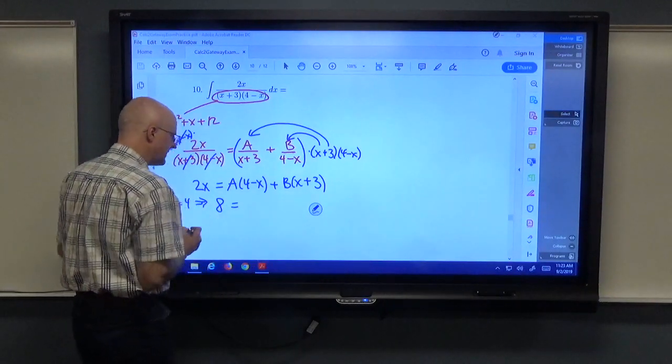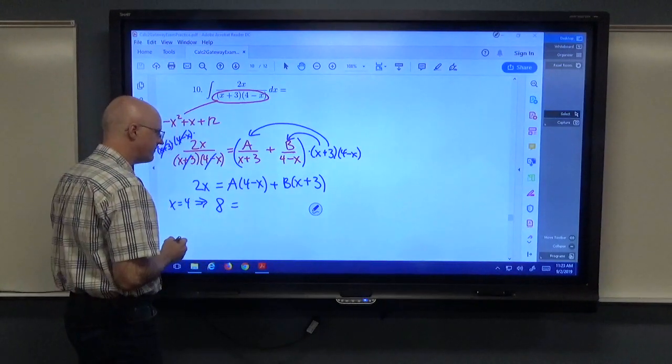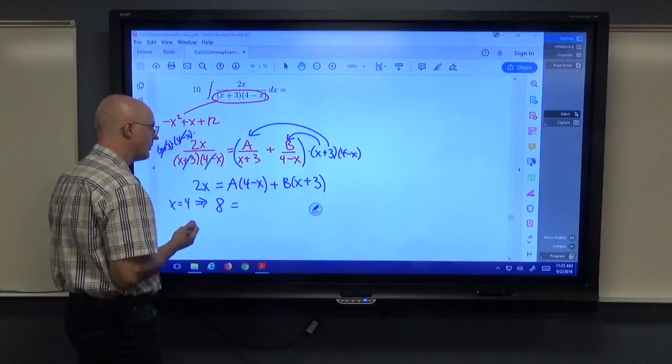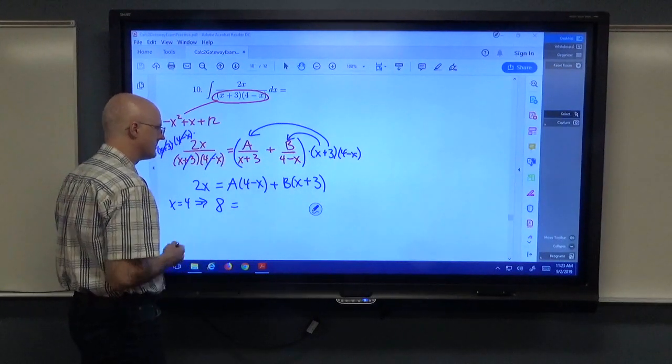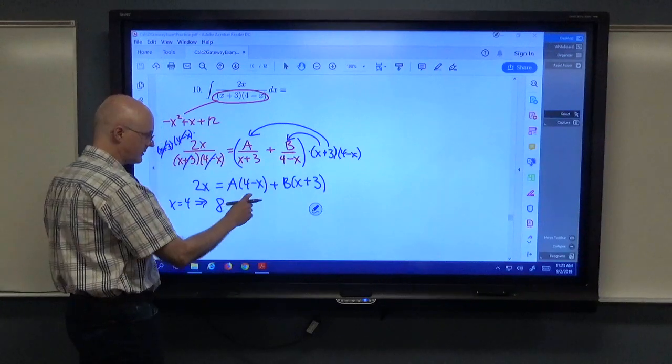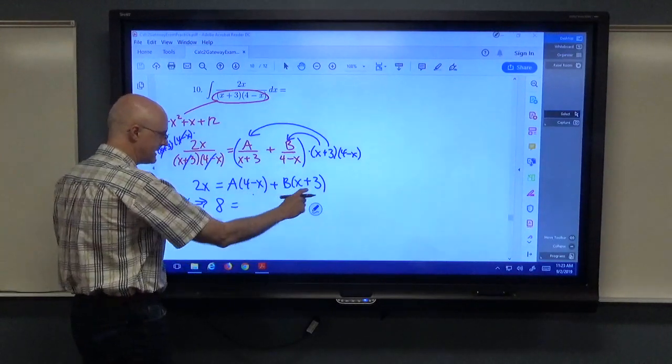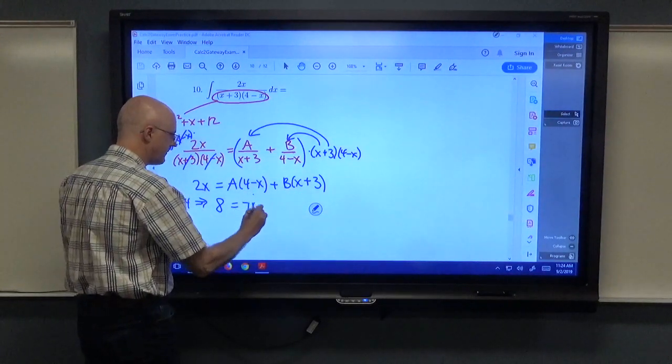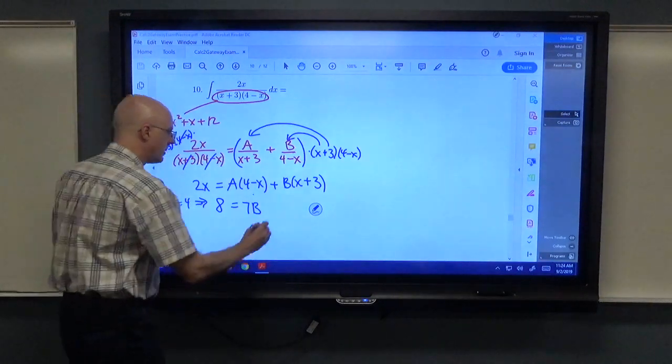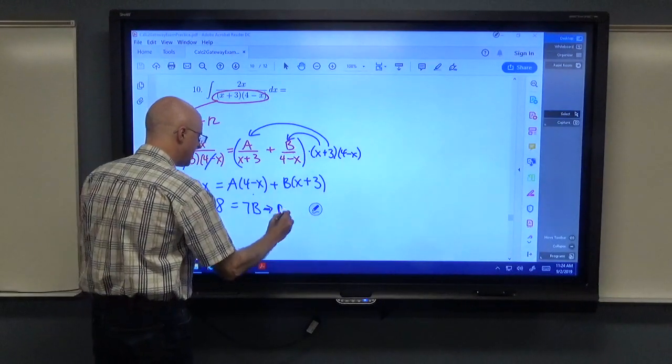It doesn't always work out so nicely as in this example, but in Bethel's gateway exam, it will always work out like this, at least. I'm not sure if it will on yours. If I plug in x equals 4 there, I get 0. This goes away. Plug in x equals 4 here, I get 7b. 4 plus 3, 7. So b is 8/7.